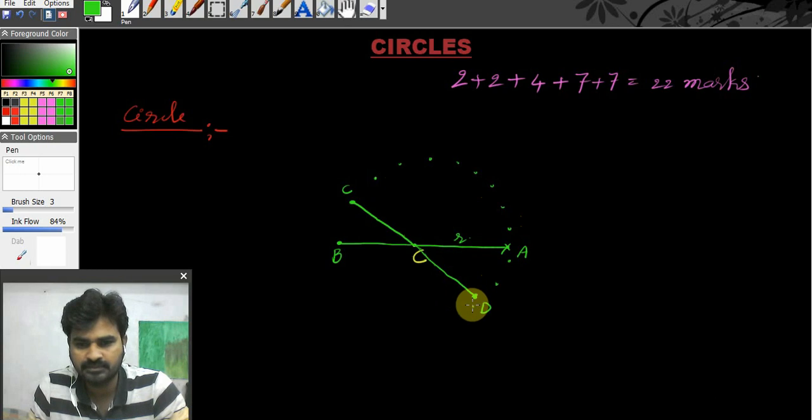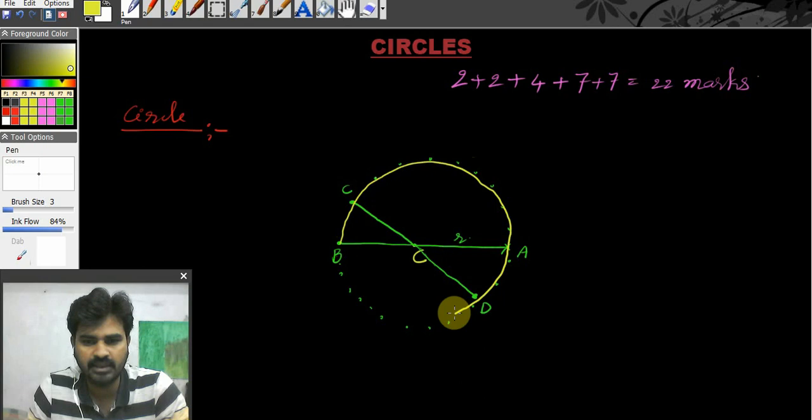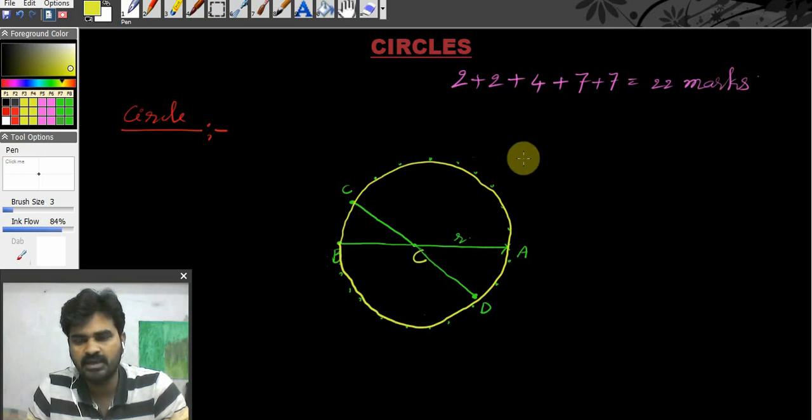So by joining all these points, what will you get? You will get a curve like that. This curve is called a circle.